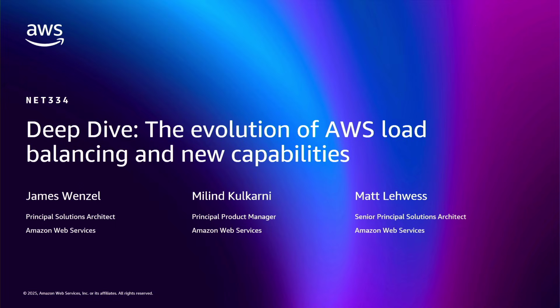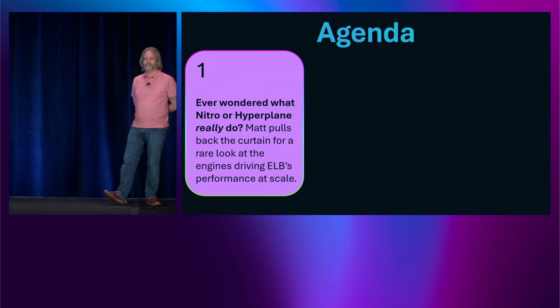We're diving deep into the evolution of AWS load balancing and new capabilities. I'm going to go over the agenda with you and introduce my cohorts here. First up will be Matt Lewis, our senior principal speaker and senior principal SA. And he's going to take you to dive pretty deep into Nitro and all of the things that power our ELBs. He's going to explain why they're so fast and how they're so performant and how they scale.